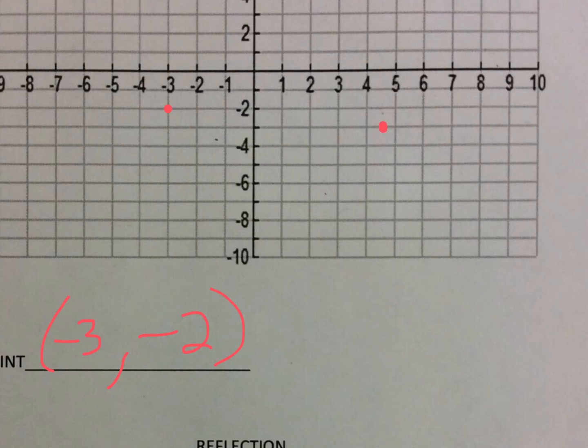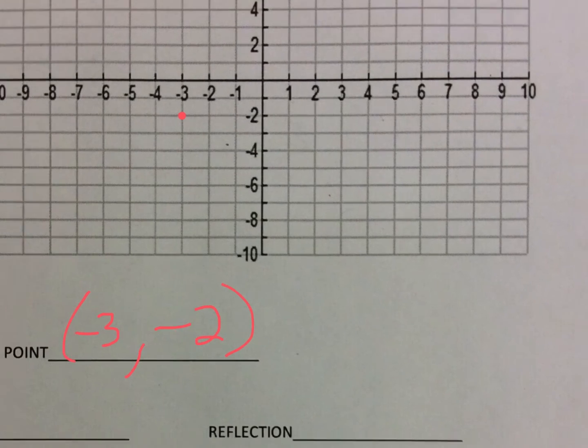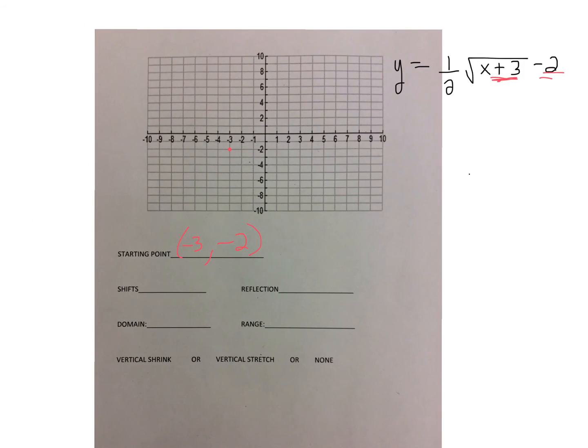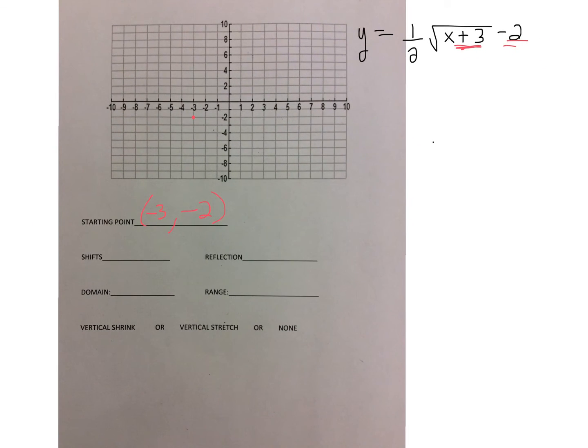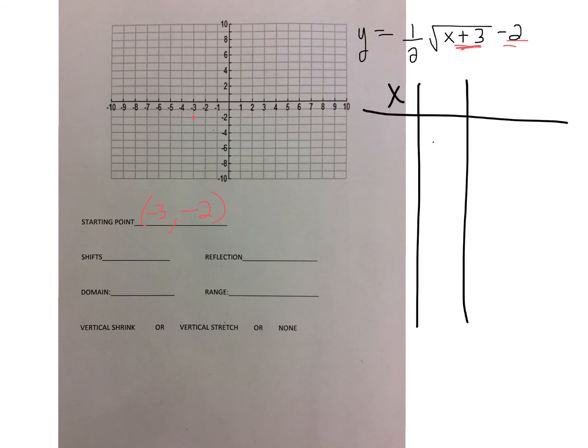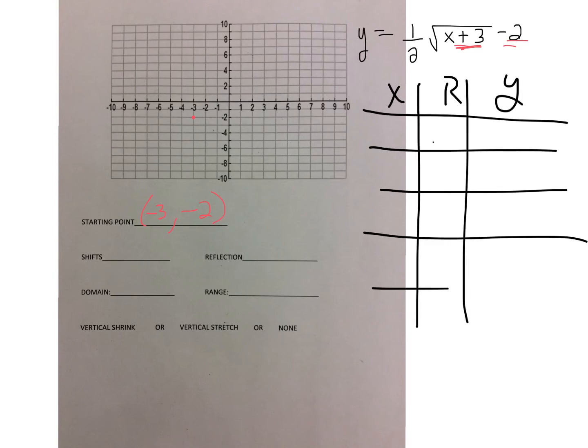Okay, so let's zoom back out here. Okay, so let's take a look at this problem now. Okay, so let's do our chart. X, radical, y, and again, if you're using the shortcut, you really don't need the radical spot anymore. That was more of a crutch. Okay, so my starting point was -3, -2.